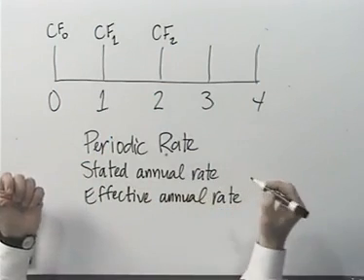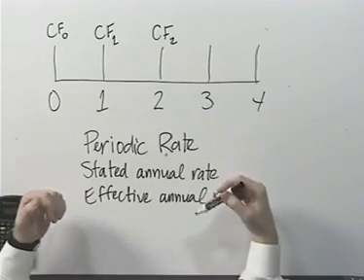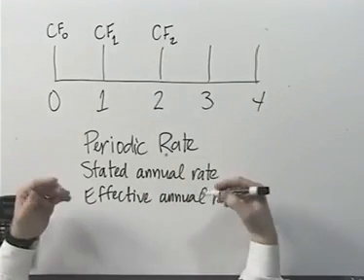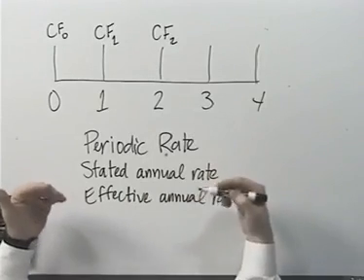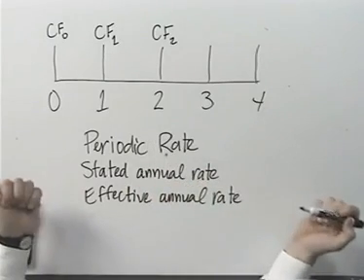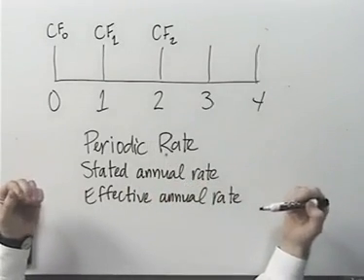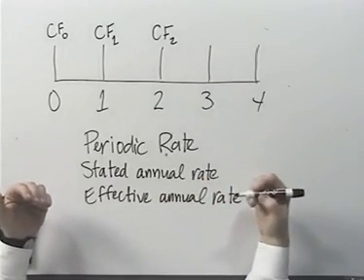An effective annual rate really asks the question, what would you owe if your interest rate was quoted as an annual rate compounded 1 time per year? So in other words, what it does is it takes a stated annual rate or even a periodic rate and converts it to a simple interest rate. What would you owe at an annual rate compounded 1 time per year?